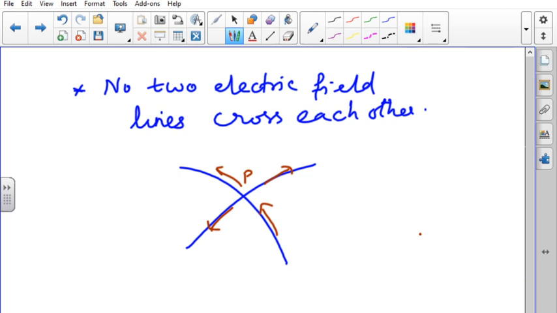Why do we say this? What's the reason? It will be asked in your conceptual questions, 3 mark or 2 mark. Let us take a point P. Suppose a charge is placed at this point of intersection. It has to move in two different directions, this direction and also this direction. Is it possible, students? No. It is physically impossible. Hence, electric field lines do not intersect.